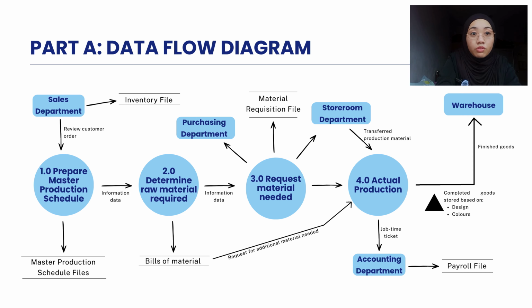One of the copy will be filed in the material requisition file, and this may establish a permanent audit trail where it will allow independent verification later on. Auditor can cross-reference the forms filed in the file with the actual stock from the storeroom, along with the purchase orders issued by the purchasing department. After that, the storeroom department will transfer the production material to the next step, which is the actual production. Only then will the production begin.